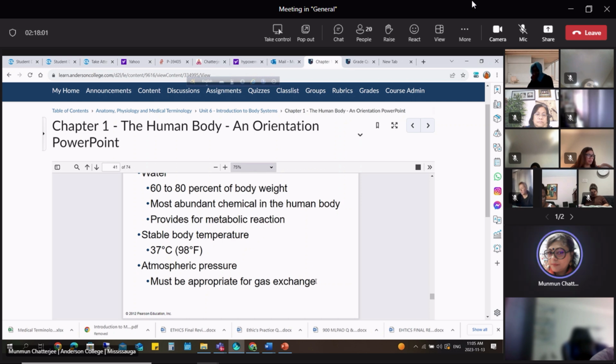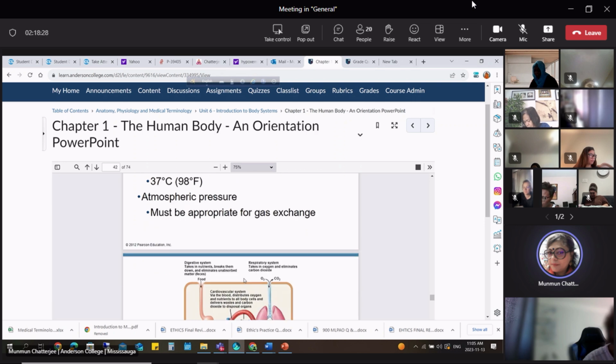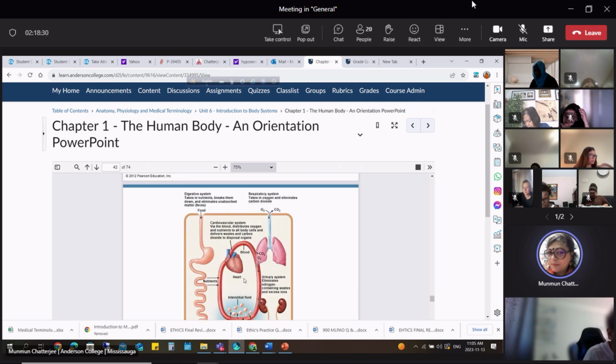Same thing when there is a tremendous forest fire or something, everything is smoky, so that air is not good, it is full of carbon dioxide and carbon monoxide. That's why they call to evacuate that area, right? So we need an appropriate and perfect atmospheric balance for proper gas exchange between oxygen and carbon dioxide.